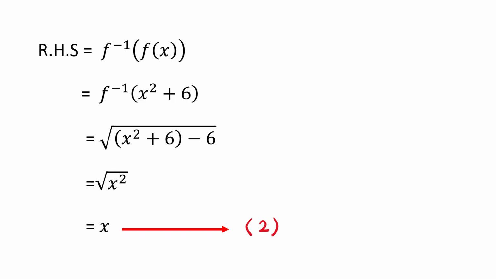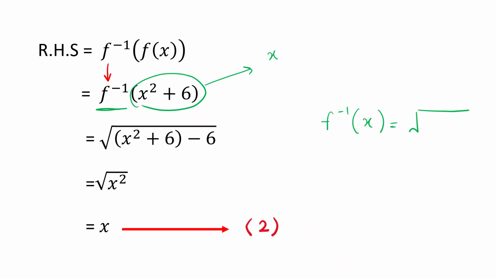Now for the right hand side, follow the same steps. Write this f inverse as it is and substitute the value of f of x. Now consider this x square plus 6 as x, or the input for the f inverse function. The f inverse function is under root x minus 6. So replace this x with x square plus 6 to get this step, and after simplification we get the same result. So from equation number 1 and 2, the left hand side is equal to the right hand side.